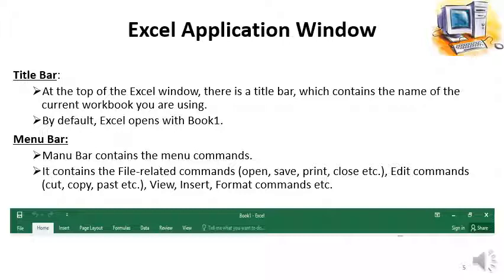Here you can see this one is the title bar, which shows the title of the workbook, that is Book 1, and the type of Book 1 is Excel, means that it's an Excel file. Further, this one is the menu bar, which contains the menu, that is File, Home, Insert, Page layout, Formulas, Data, Review and View. Under these tabs different options are there and different commands are also there that we can apply to the data in our Excel sheet.